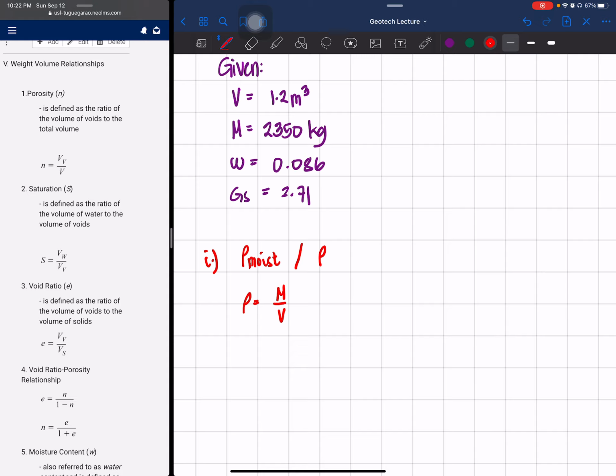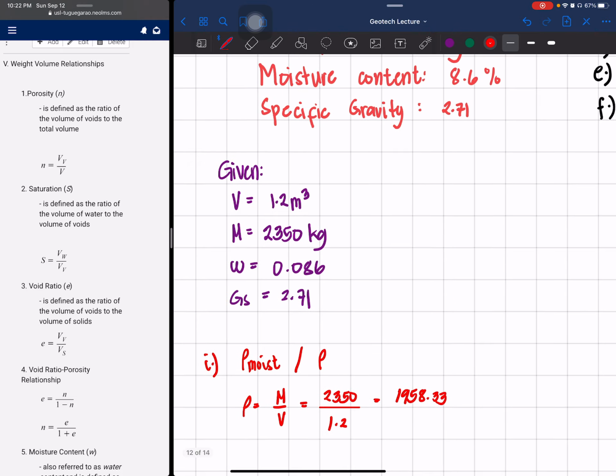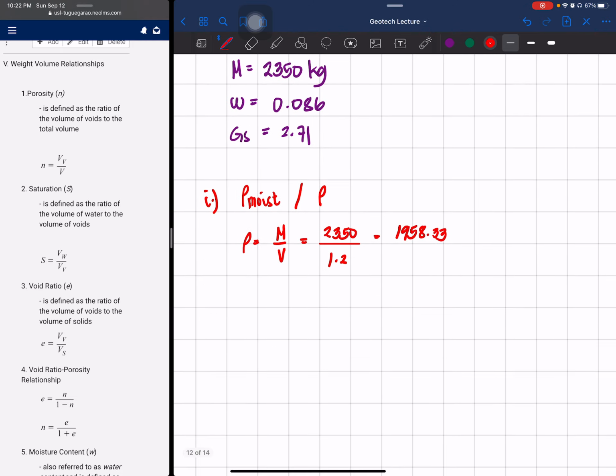So you just substitute the values we have here. That's 2,350 divided by 1.2. Let me just open my calculator. Your moist density now is 1958.33.